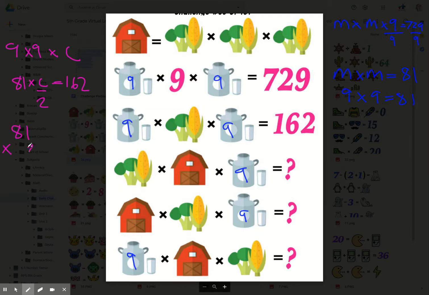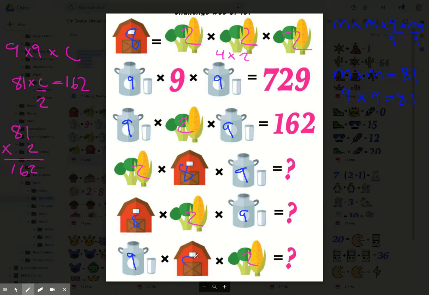So 81 times 2. 2 times 1 is 2. 2 times 8 is 16. 162. So I'm going to change all of my corns to 2. Then that allows me to go up and solve that first problem. 2 times 2 is 4. 4 times 2 is 8. So the barns are all 8.